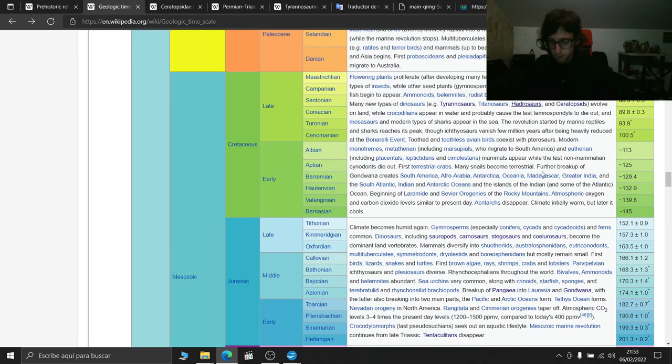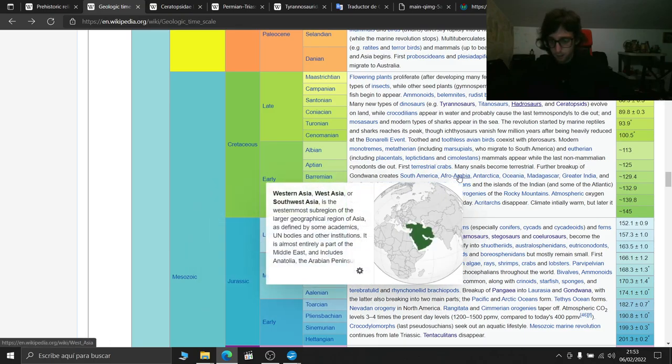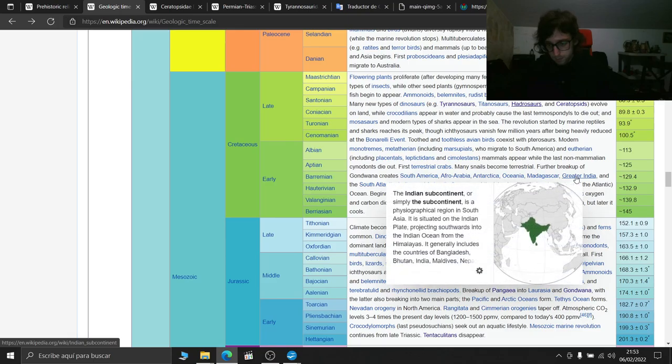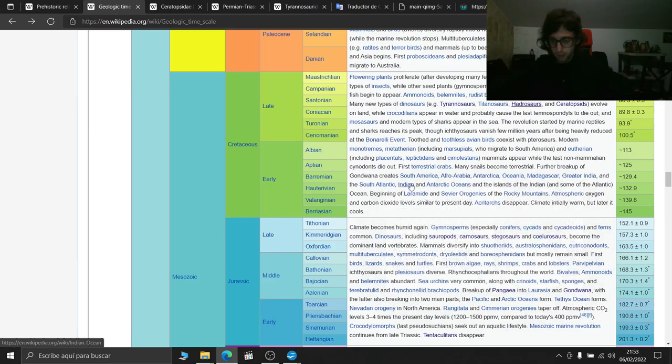Further breakup of Gondwana creates South America, Afro-Arabia, Antarctica, Oceania, Madagascar, Greater India, and the South Atlantic, Indian and Antarctic Oceans, and the islands of the Indian Ocean. Beginning of Laramide and Sevier orogenies, as the Rocky Mountains form. Atmospheric oxygen and carbon dioxide levels similar to present day. Algae disappears, climate initially warm, but later it cools.